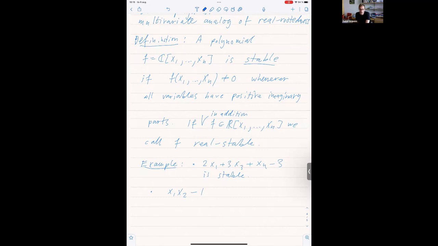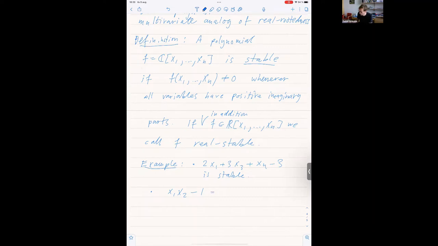And why is that? Well, one way of seeing it is that if you take two numbers in the upper half plane and multiply them together, we can never reach the positive real axis, right? Because the angle is less than pi. So we can never reach the positive real axis.